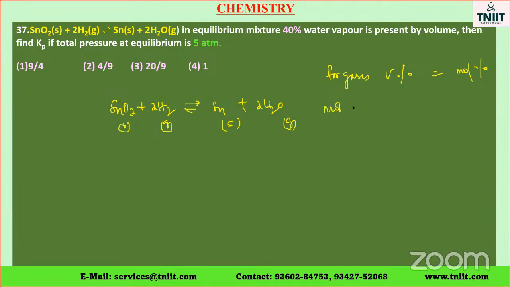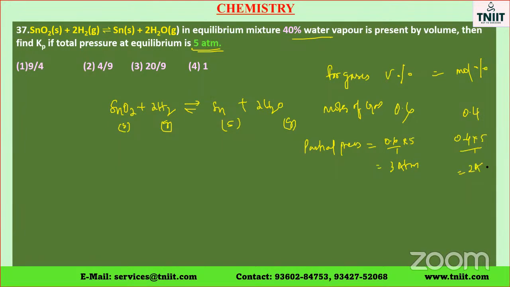So, mole of gases. When we say 40%, it is 0.4. So, what is left will be 0.6. Now partial pressure. The total pressure they've given us is 5 atmospheres. So partial pressure of hydrogen is 0.6 into 5 divided by 1. That will be 3 atmospheres. And here it will be 0.4 into 5 divided by 1. It will be 2 atmospheres.